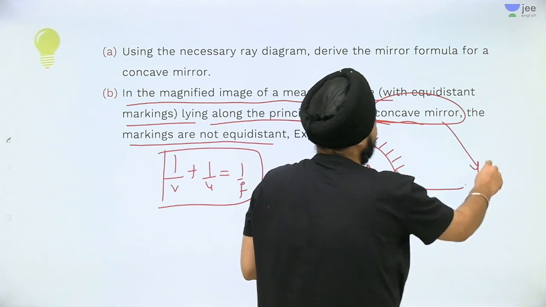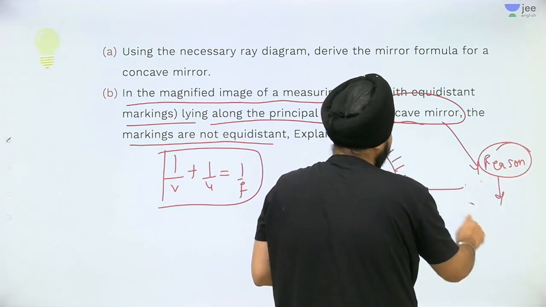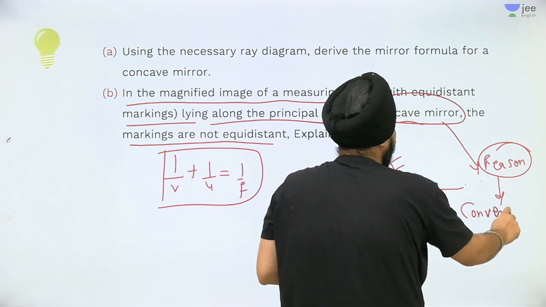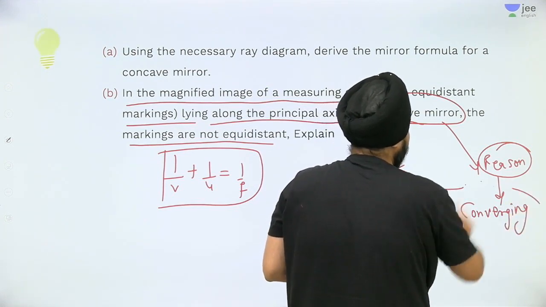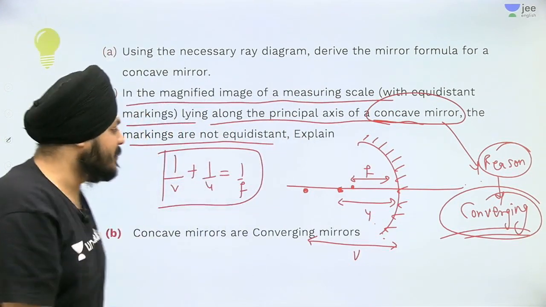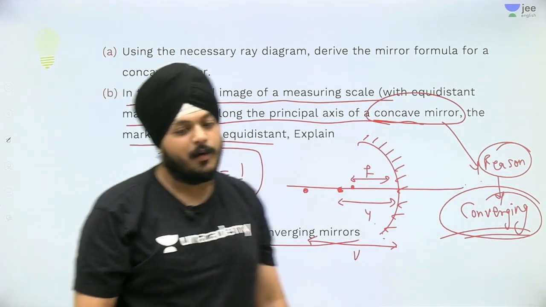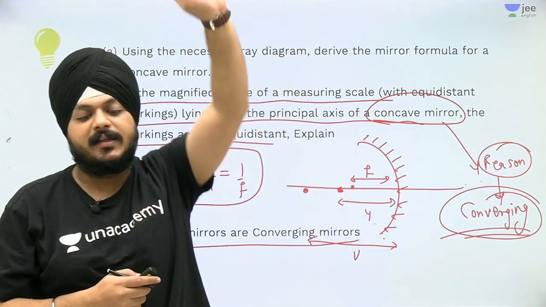The reason for this is that concave mirrors are converging mirrors. Okay guys, is it clear? So this is the answer we got. The concave mirrors are converging mirrors. That's why the markings are not at an equidistance.